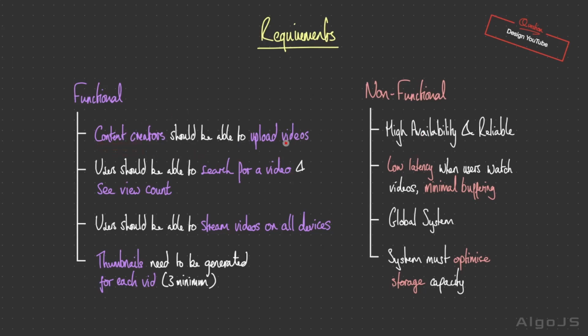Content creators should be able to upload videos. Users should also be able to search for a video and see the view count of that video. Users should be able to stream videos on all devices. Thumbnails need to be generated for each video, 3 minimum.